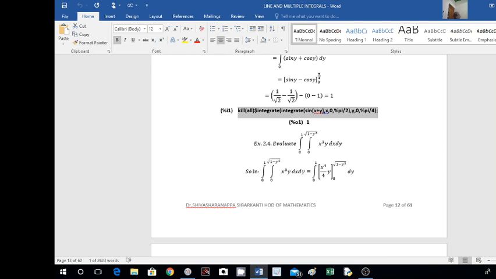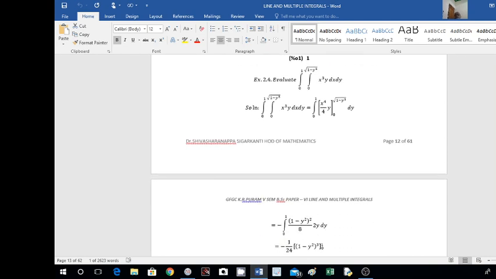Now substitute the limits here. Upper limit, wherever x is there, put root of 1 minus y square. If I put x equal to root of 1 minus y square, to the power of 4 is there. So therefore this becomes 1 minus y square whole square, because the root cancels with the 2 here, into y, I have to keep this as it is, y by 8.